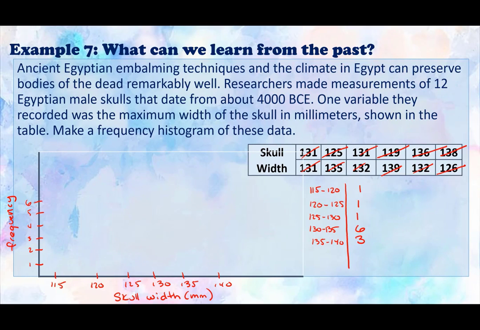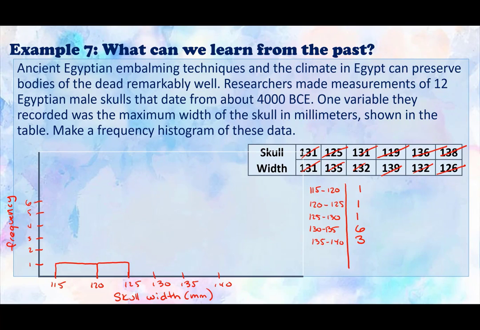Okay, so we've now labeled the axes, and the next thing we want to do is scale them, which we just did. And now the last thing we have to do is draw the bars. So I'm going to start here at 115. I'm going to come up to 1, go all the way over to 120 and down. What this is saying is that I have one skull width between 115 and 120 inclusive. The next one, between 120 and 125, we have another 1. So we're going to draw another line.